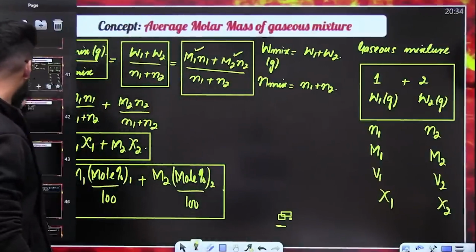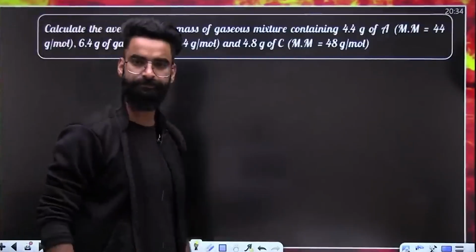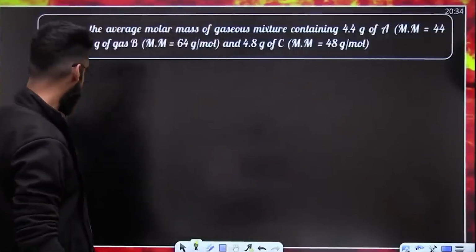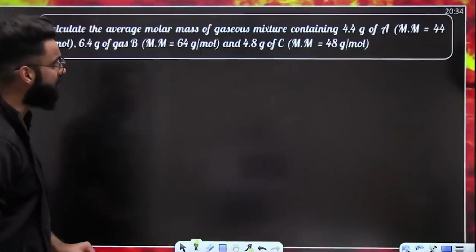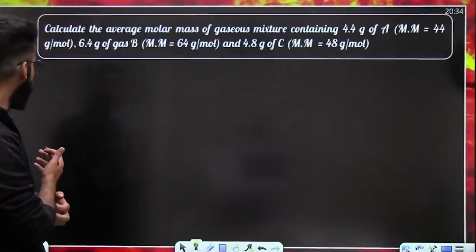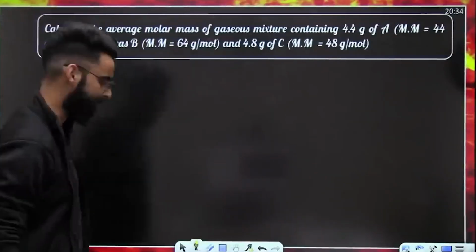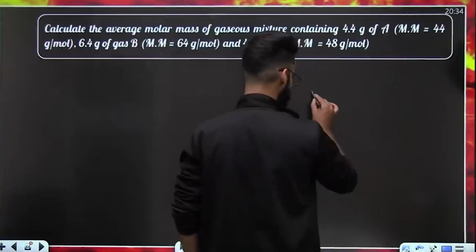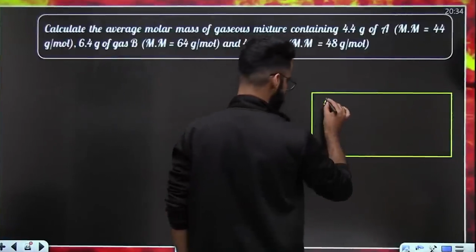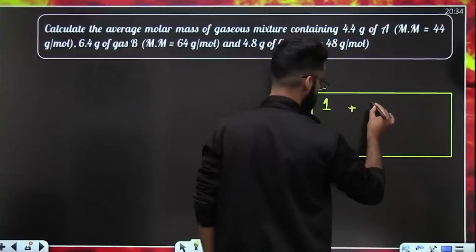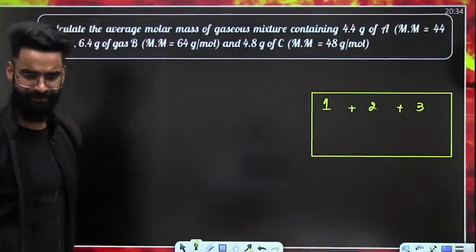I hope it's clear. So let's try to solve a few questions so that you can understand. Look at this question, guys. Calculate the average molar mass of the gaseous mixture containing 4.4 grams of gas A, 6.4 grams of gas B, and 4.8 grams of gas C. This is the simplest of all. There are three gases present in the container: gas 1, gas 2, gas 3, or you can write gas A, gas B, gas C. The choice is yours.